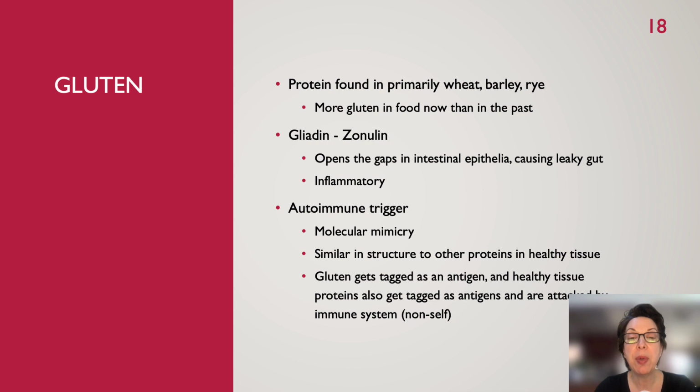Gluten is also an autoimmune trigger, and it works through something called molecular mimicry. Gluten is similar in structure to other proteins that occur in healthy tissues like thyroid. And when gluten gets tagged as an antigen, meaning that the immune system sees it as something that's immunogenic, the healthy tissue that is similar in structure to gluten gets tagged as an antigen as well and attacked by the immune system because the immune system sees it as non-self.